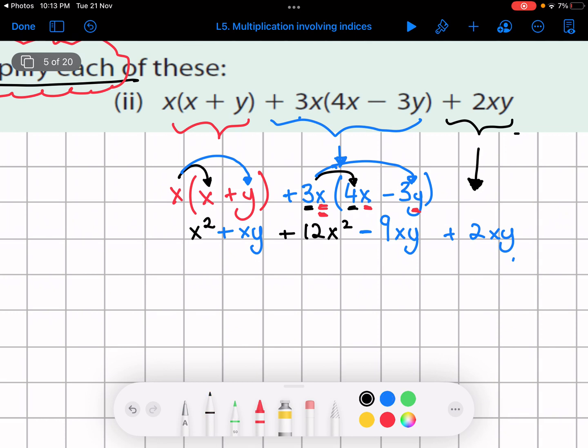So the next job is putting all the like terms together. Well, we have an x squared here, and we have another x squared here. So we put x squared plus 12x squared. Then we have, similarly, plus 1xy minus 9xy plus an additional 2xy. So we put them side by side.